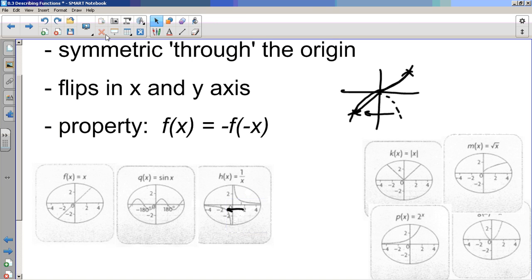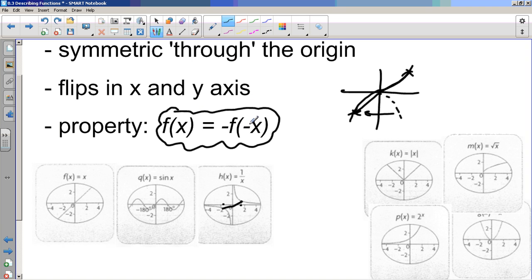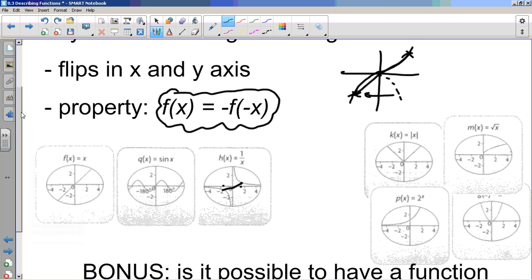And we'll actually see this algebraically. What this means is, when I have an input x, if I take the negative value, then instead of going to the same function value, I go to the negative value. And that's algebraically the idea of the two flips, one in the x-axis and one in the y-axis. And notice there are some functions that are neither even nor odd.